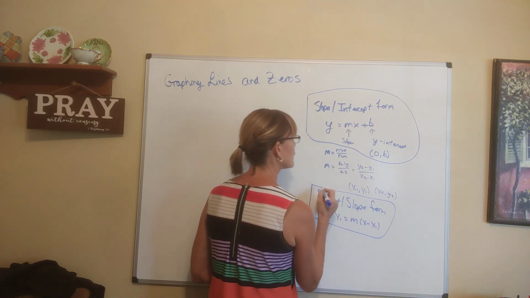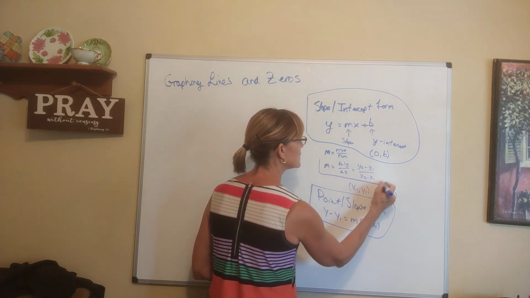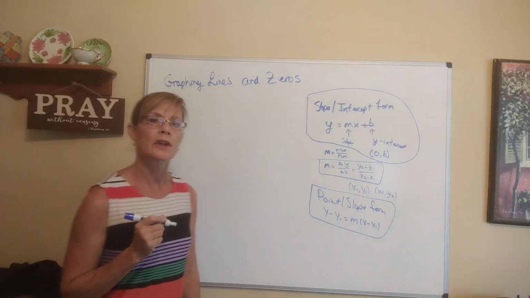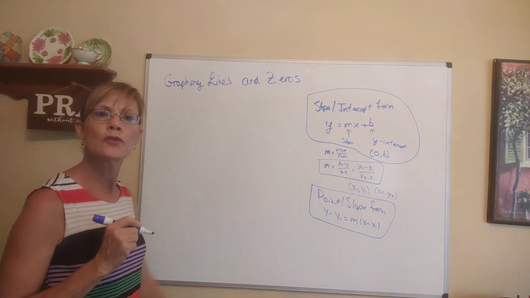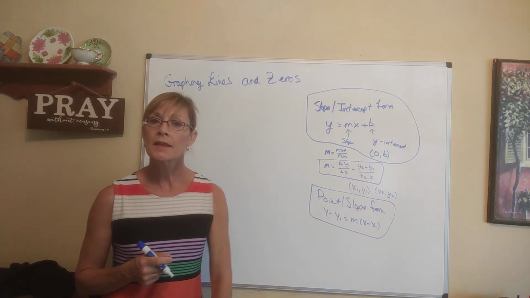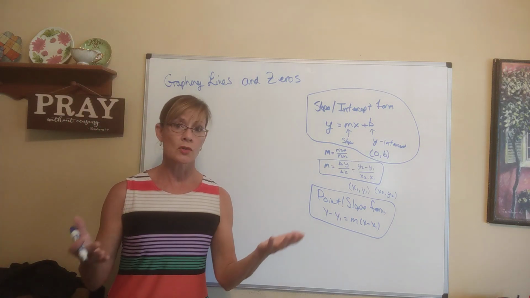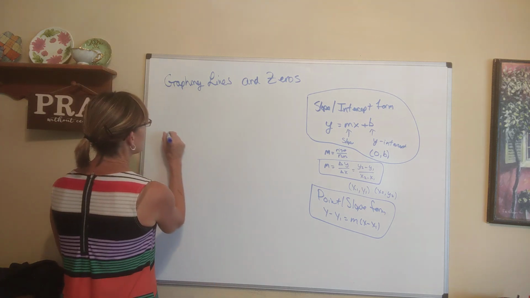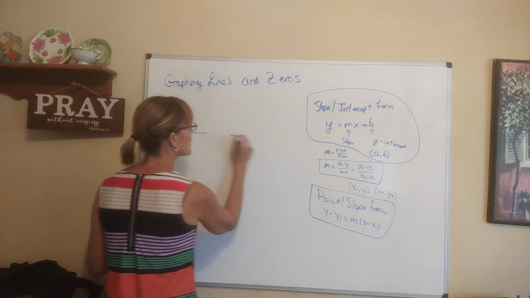And then here's the other formula we looked at. Slope is y2 minus y1 over x2 minus x1. So there's a few formulas that are important that we need to be familiar with. And now let's talk about the different kinds of lines that we can come across. Basically 4 types of lines.